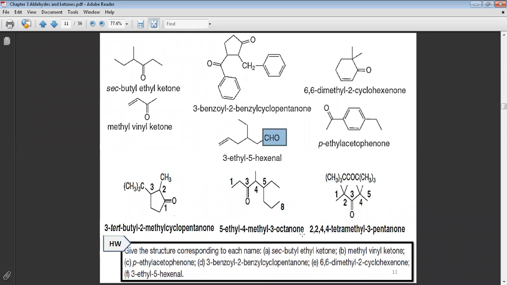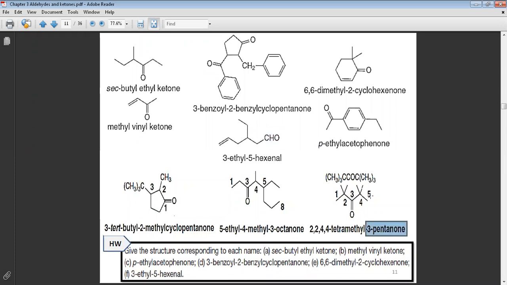Okay, and the final one, the same thing. We have 1, 2, 3, 4, 5, that means pentane. Pentane, ketone, yes, pentanone. Where is the ketone? It's on carbon number 3. It will be 3-pentanone.